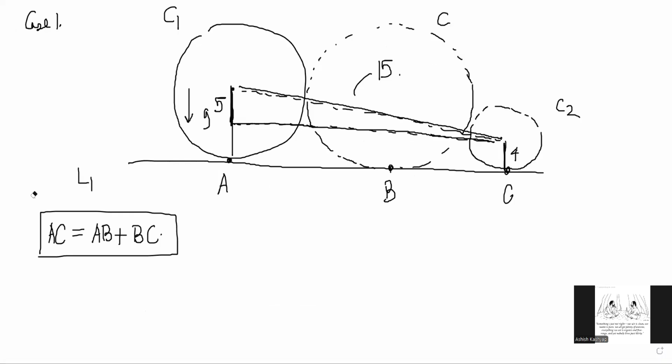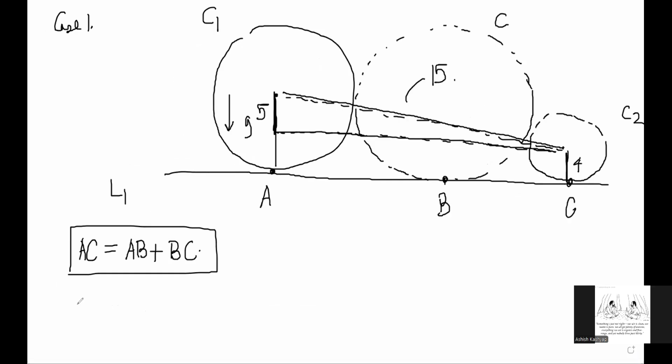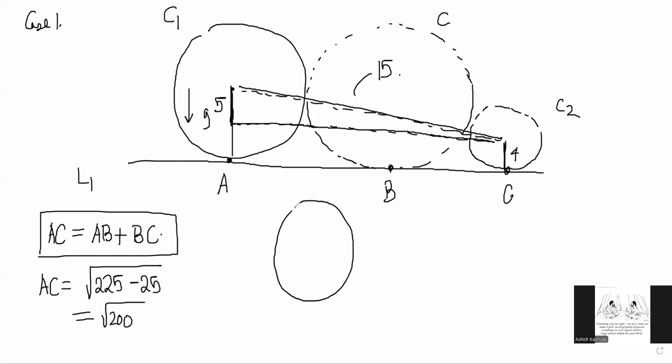So I will redo it. Here I had found out that AC is equal to root over 225 minus 25. This is root over 200. And what I need to figure out now is AB and BC separately.